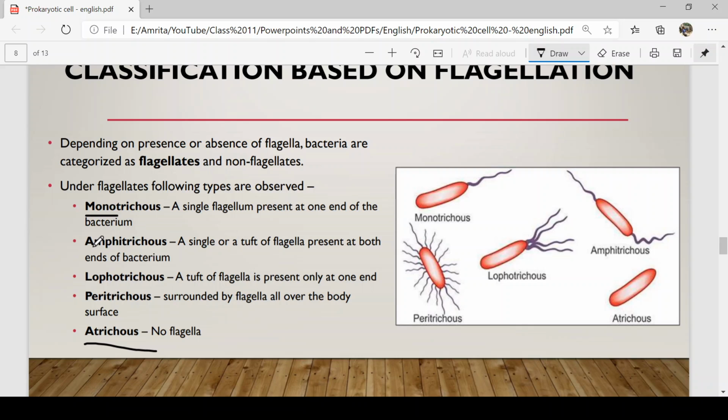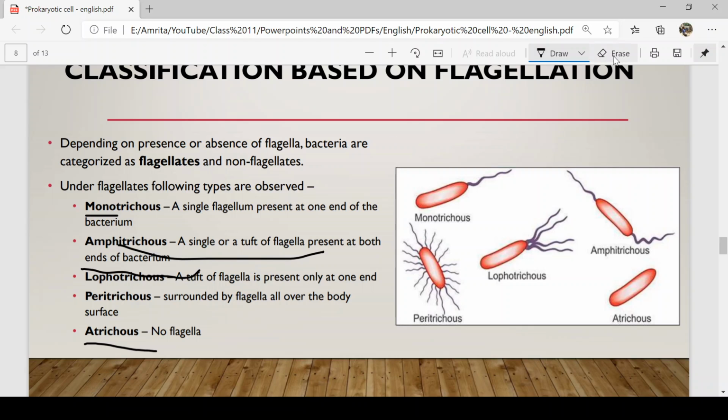Now amphitrichous, what is amphitrichous? On both ends. We know amphibian or amphipathic, meaning both. When we use the word both, we use the word amphi. We know the plasma membrane is amphipathic. Similarly, here also, amphitrichous. It can be a single flagellum or a tuft of flagella. A tuft is nothing but a group, a bunch. A single flagellum or a tuft of flagella is present at both ends of the bacterium. That is amphitrichous.